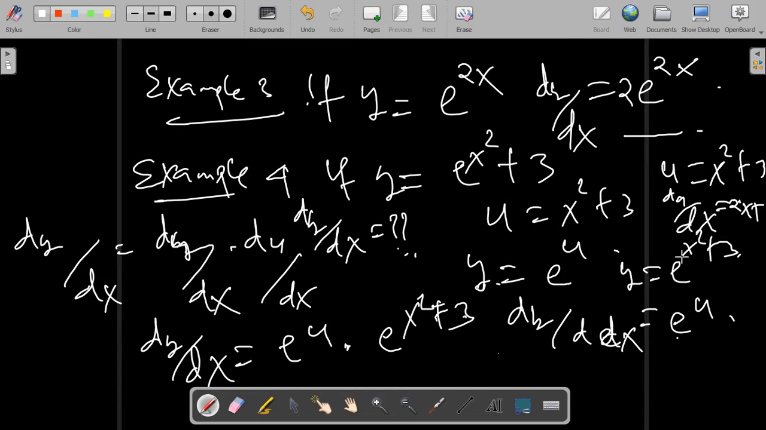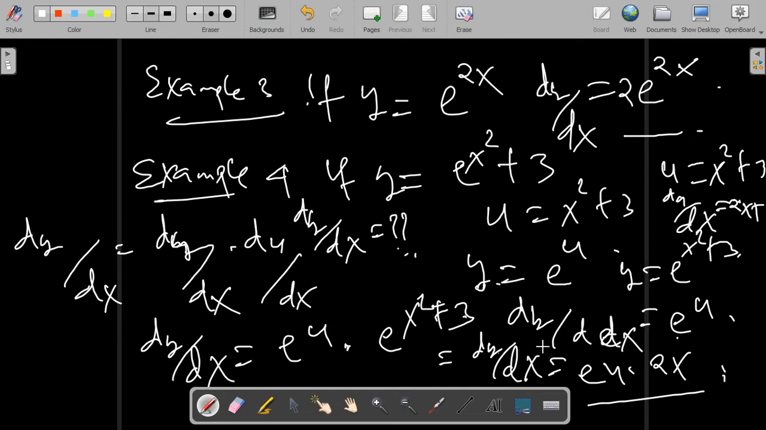So this is like to say, when we differentiate, we apply the derivative function, dy over dx. Here du over dx will give you 2x. So we multiply by 2x, which gives dy over dx is equal to e raised to the power of u times 2x. This will be the answer.